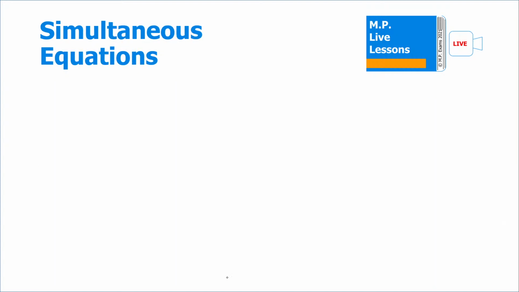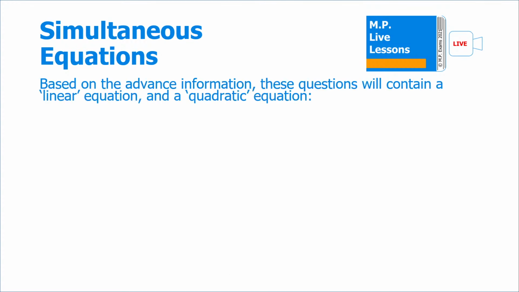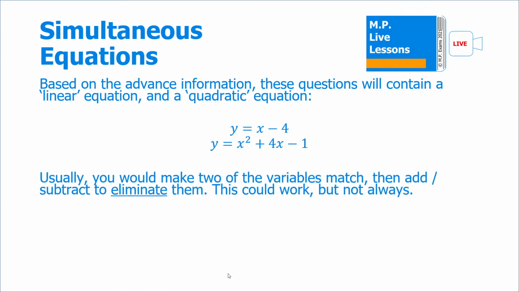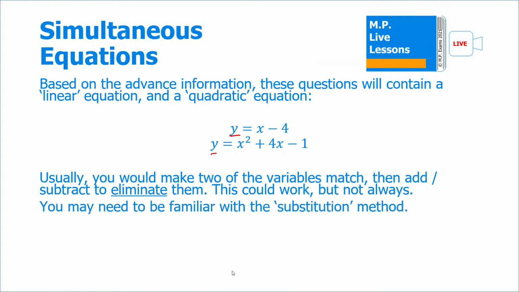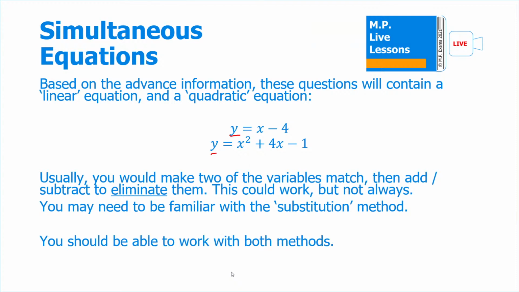Now, the hardest bit, which I think for higher tier on paper 3, is simultaneous equations. So based off the advance information, these questions will contain one linear and one quadratic equation, a bit like this. Usually, you'd try and make two of the variables match. For example, y is already a match, actually, and then just subtract them to eliminate them. This could work, but it may not always. But you also need to be familiar with the substitution method, and you should be able to work with both, because you may be forced to work with substitution.